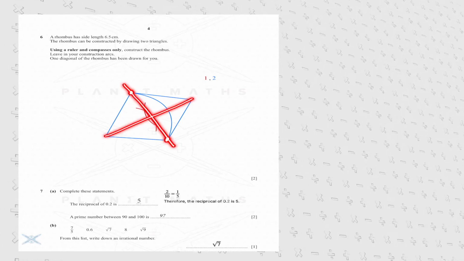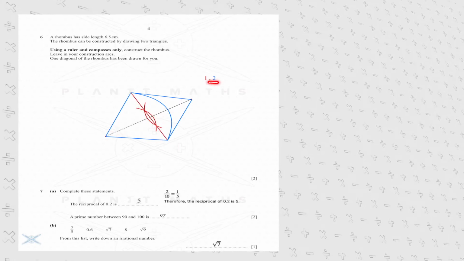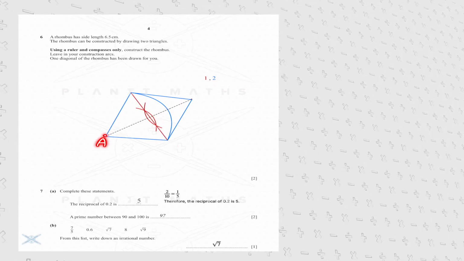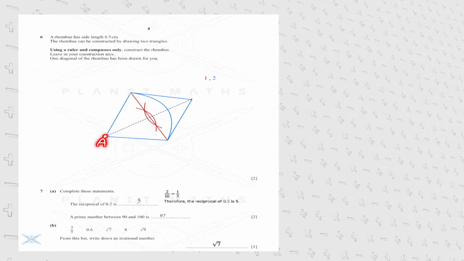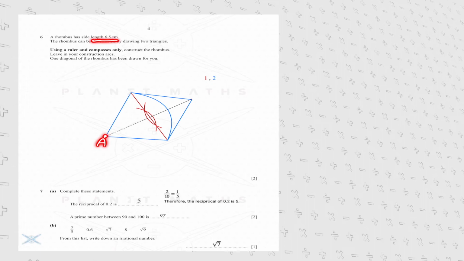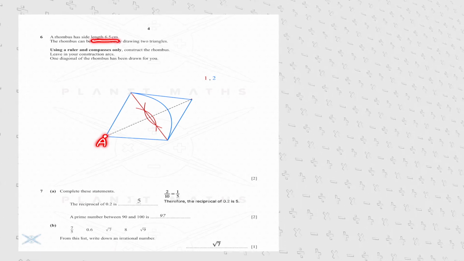So now that we are provided with both diagonals, we need to figure out where the endpoints of the other diagonals are actually located, and we can do this by using this endpoint of the diagonal that was provided and use our compass using a radius of 6.5 centimeters, since it represents the side length of the rhombus.